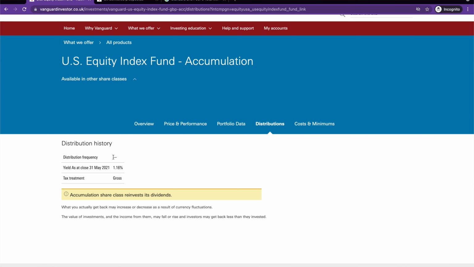Then if we go to distributions, so distribution frequency, none. As we said before, this is an accumulation fund, so dividends are reinvested, and then you can see here that the yield is actually 1.16%. So that's what this fund is producing in terms of yield, but that 1.16% is getting reinvested into the fund. Okay.